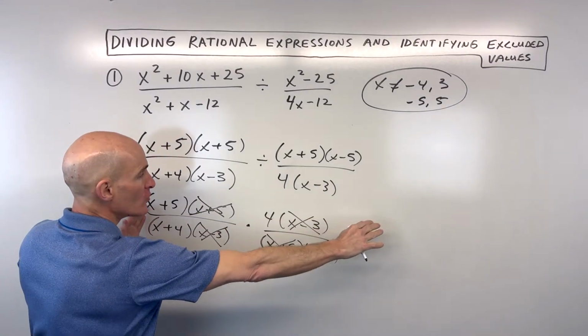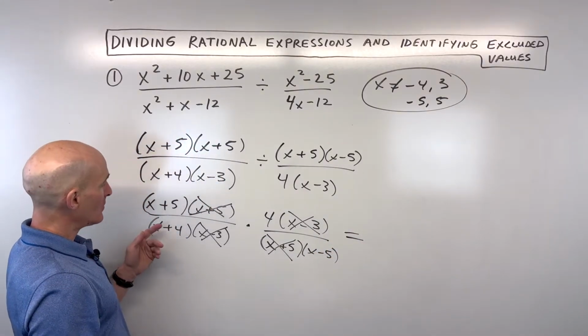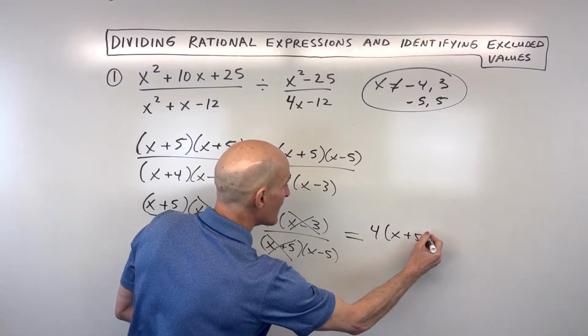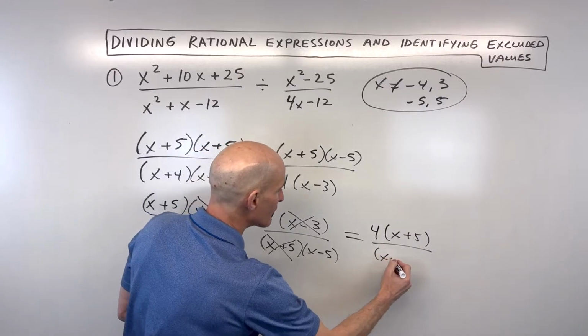Now you multiply the numerators together, and the denominators together, of whatever's left. And you don't have to simplify. You can leave it in the factored form. So I could say 4 times x plus 5 over x plus 4 times x minus 5.